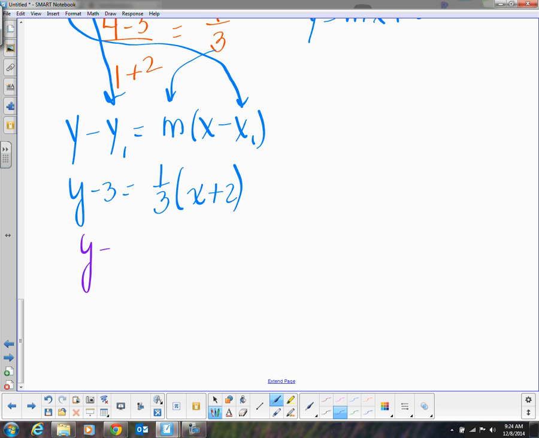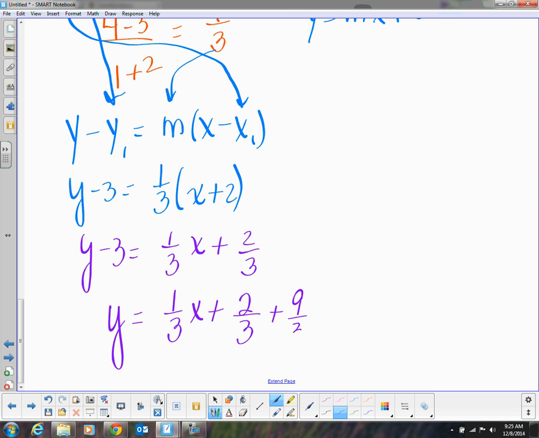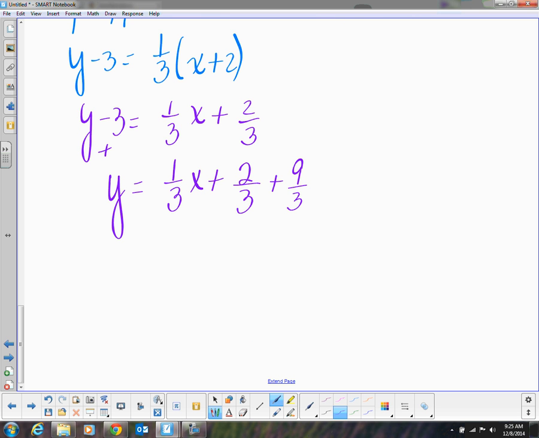So you've got y minus 3 distributing, I have 1/3 x plus 2/3. Now how do I notice fractions again? Wait a minute. But I'm looking at my answers, and I see that they solved for y. So y is going to equal 1/3 x plus 2/3. Where did I get 9/3? When I added 3 over this side, why did I add 9/3 on that side? I need a common denominator. So that's going to be 11/3. I wonder if they did 5/3. No, they didn't. That would have been a good distractor.